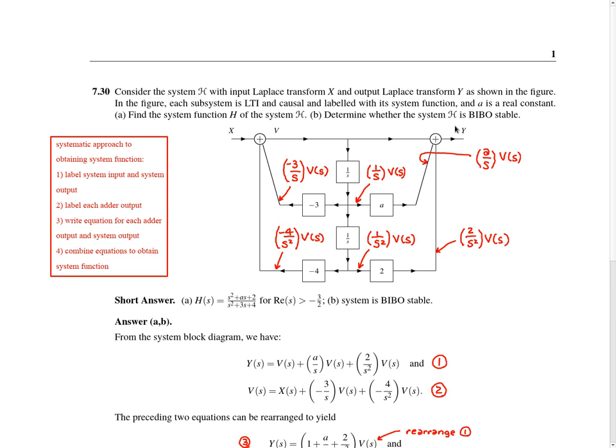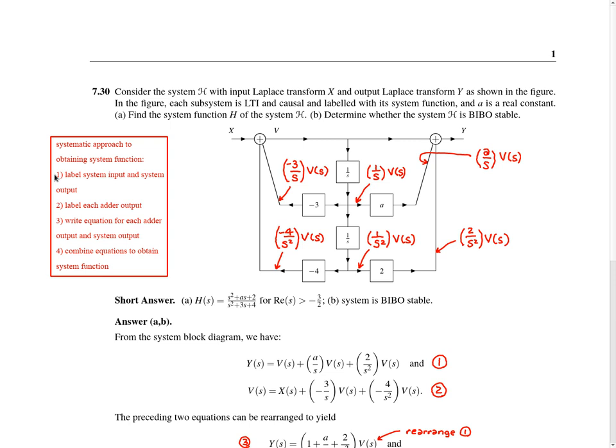In this part of the example, we need to find the system function H of the system shown in the block diagram. To begin, we note that a systematic approach for solving a problem like this is given in this annotation here. This systematic approach consists of the following four steps in order.